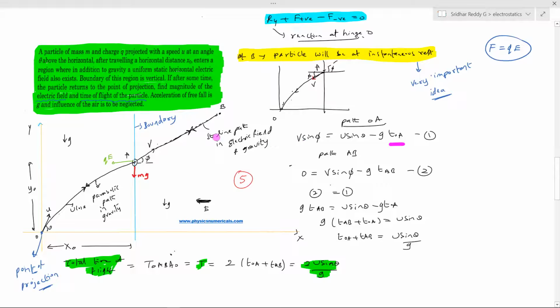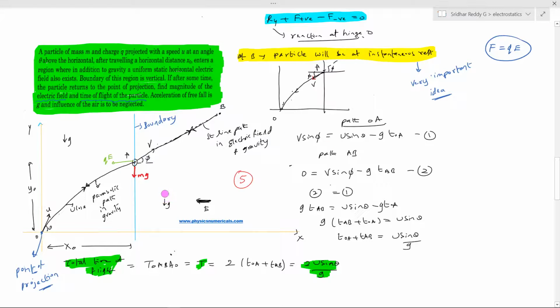So I'll apply equations of motion. When it reaches point A, the vertical component of this will be V sin phi. Initial is U sin theta. Here we have U sin theta minus g TOA. I'll apply equations of motion for the parabolic path from O to A. This one. Agree with this? Okay, there's a time taken TOA. Let it be here.